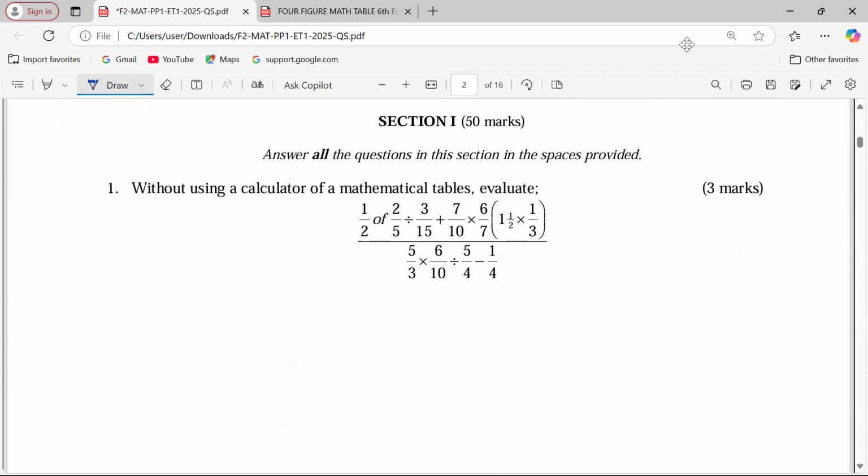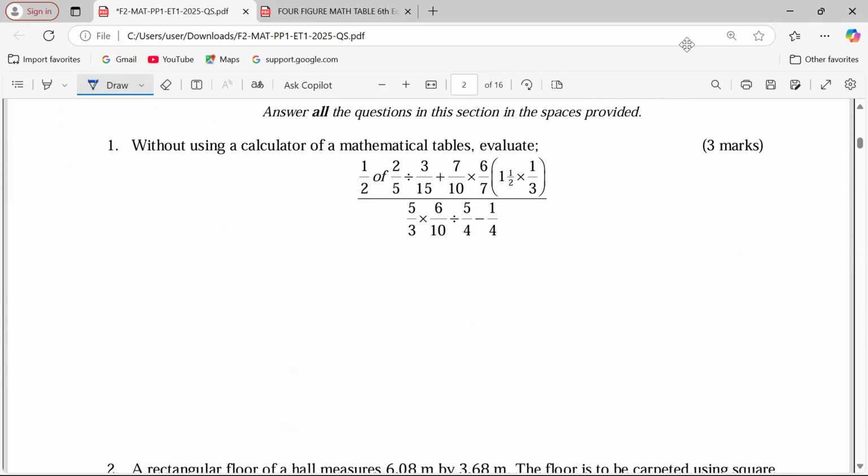Number 1, without using a calculator or a math table, evaluate half of 2/5 divided by 3 out of 15 plus 7/10 multiplied by 6/7, then into brackets 1.5 multiplied by 1/3, divided by 5 out of 3 multiplied by 6/10 divided by 5/4 minus 1/4.